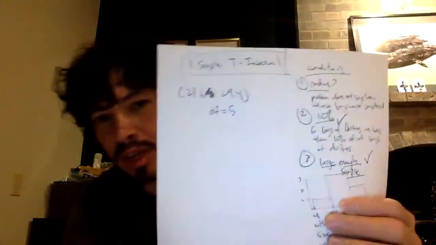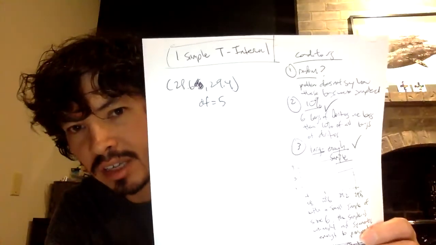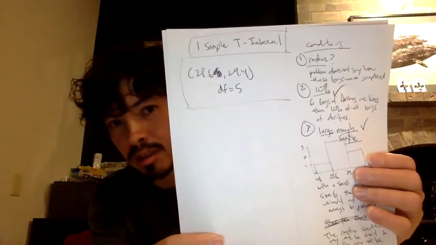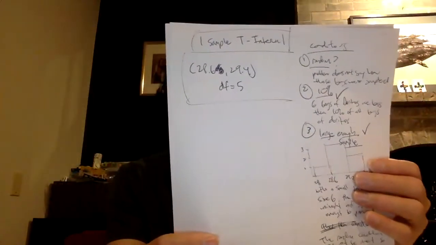You've got to give the degrees of freedom. And the degrees of freedom here is 5. And that tells what T model you used. So you always want to give the degrees of freedom. Always give the degrees of freedom along with the interval. Okay, so there we go. Right off our calculator is our interval there.